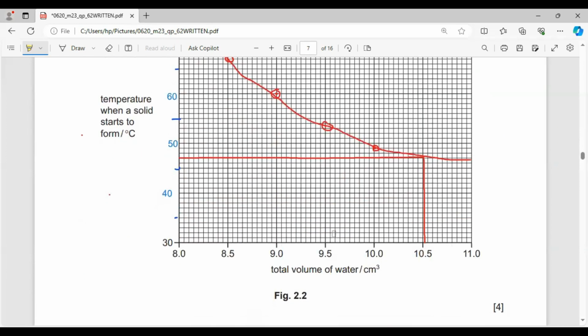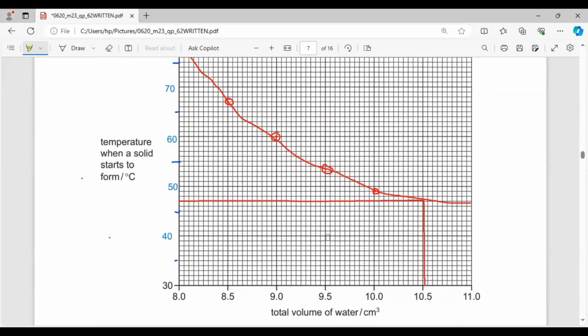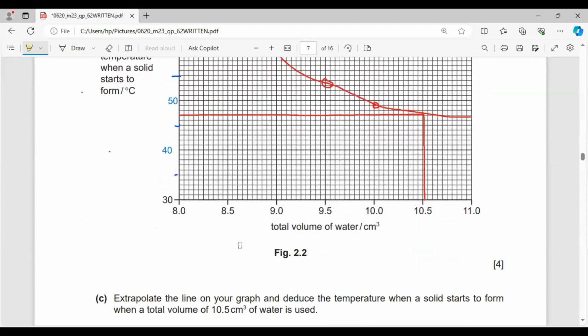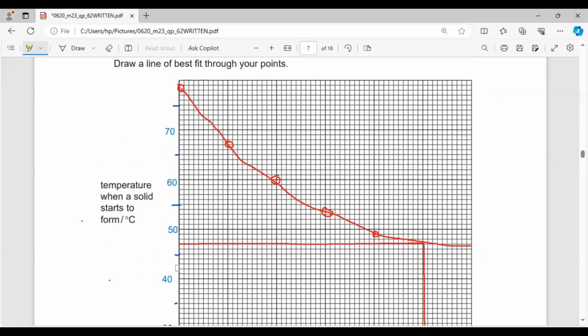We have to draw a graph here where total volume of water in centimeter cube against temperature when a solid starts to form in degrees Celsius. So as the x-axis was drawn, we have to write the scale on y-axis and plot all the points here, and we have to draw a curve. We have to draw a curve here. Also, we have to extrapolate the line.